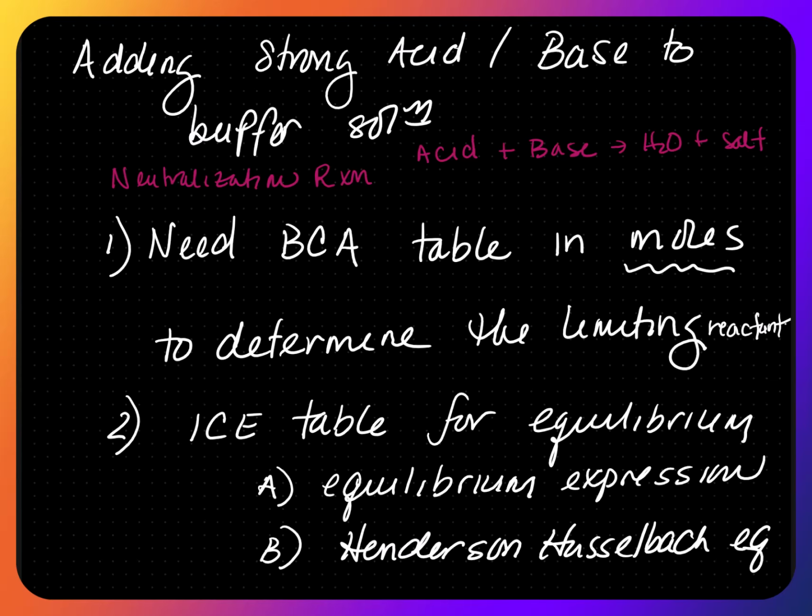dissociation most of the time, unless there is no more weak acid or base left over. Afterwards, you would do an ICE table for equilibrium, and you could either solve it using the equilibrium expression, products over reactants, using the Ka or Kb, or you could use the Henderson-Hasselbalch equation.